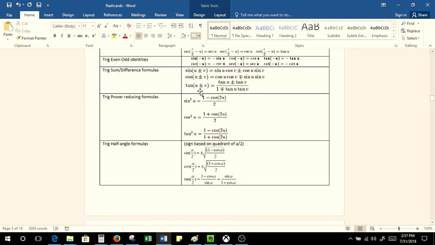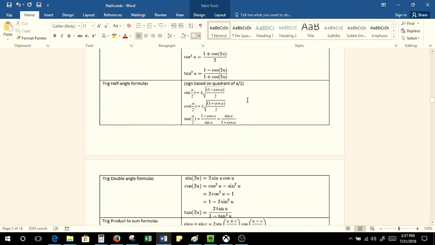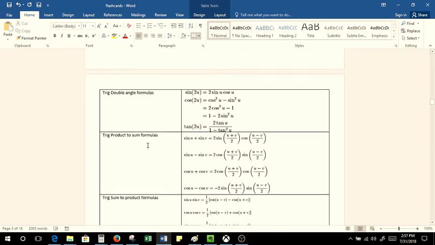So this is a point of confusion for some people. Like, if you have tangent of u plus or minus v, take note that the top one is plus or minus still, but the bottom part of the formula is minus plus. So the sign switches. Be careful of this. The sign is based on the quadrant. So if we look at a over 2, they're talking about these signs right here. So take note of that.